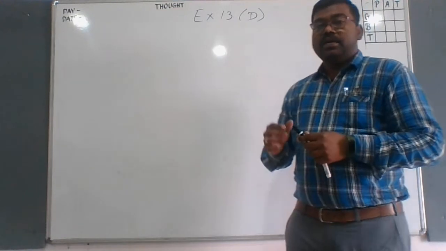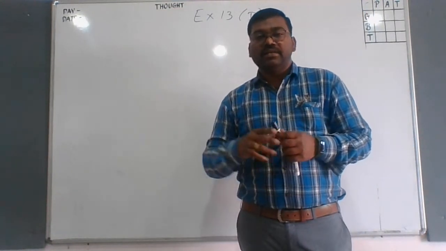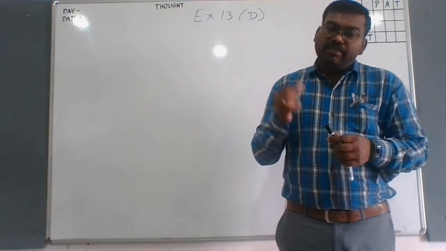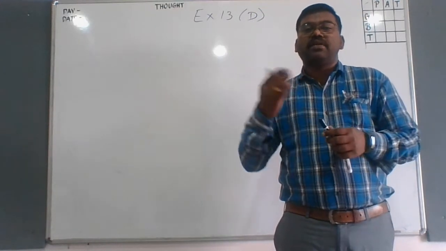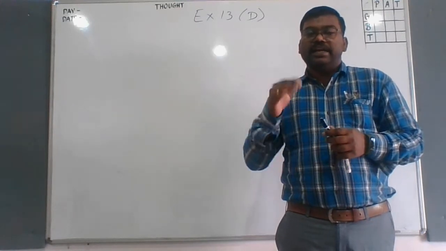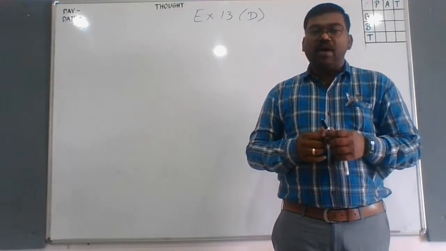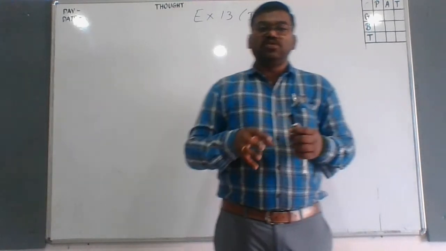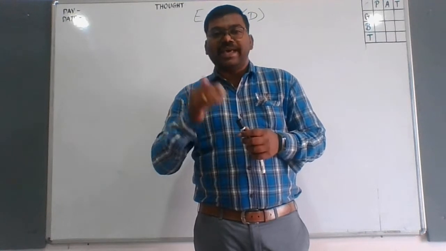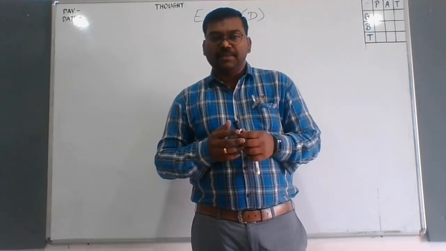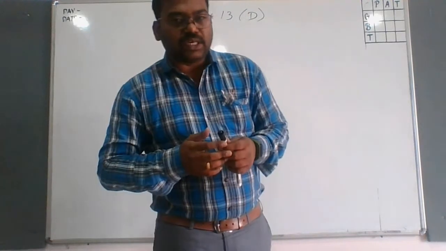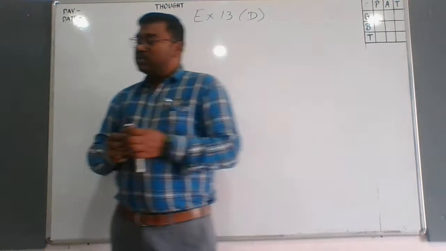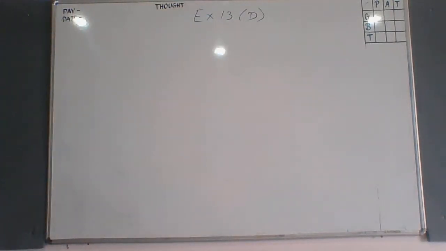In this exercise 13D, we are going to learn the factorization of trinomials. Basically, this trinomial is a quadratic trinomial, that means the highest power is 2. Here we are going to learn the factorization of quadratic expressions, and we are doing it by using the middle term splitting method. So let us learn how to factorize the trinomial.